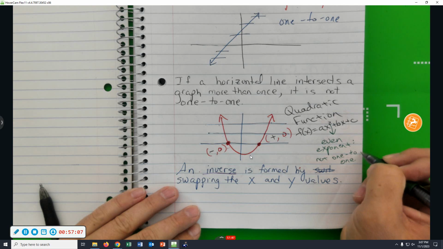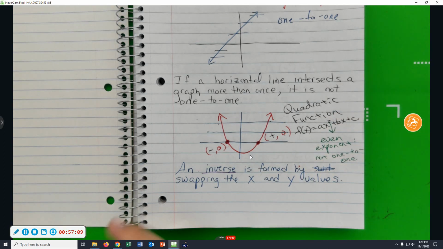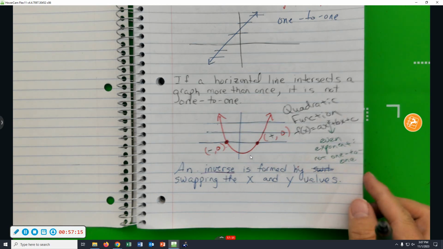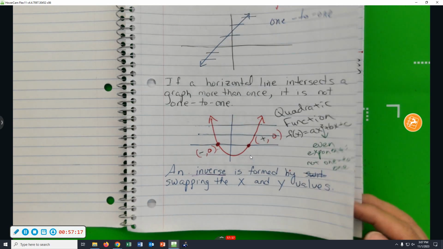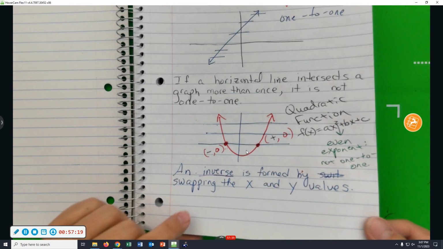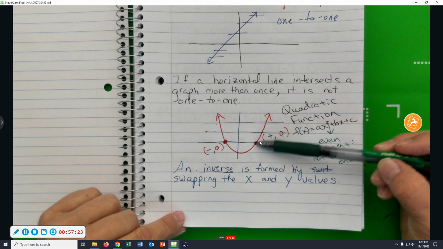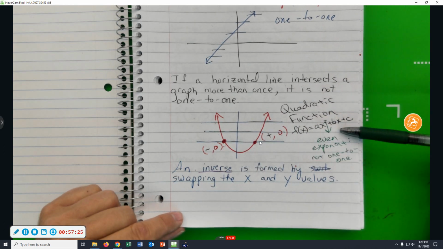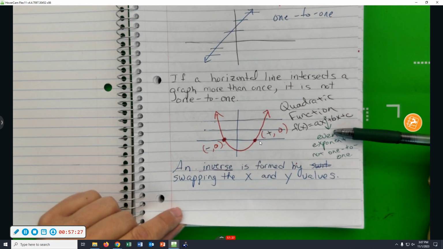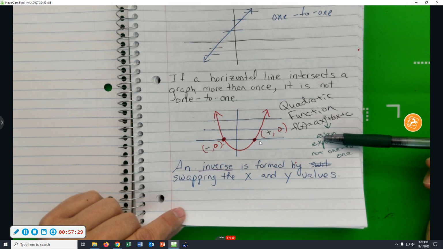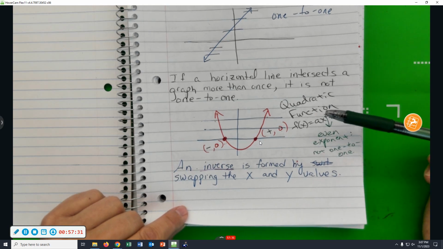Because when you square a negative, you get the same thing as when you square a positive. You wind up with these repeated y values. There was another graph that wasn't a smooth U. We said that if your equation has even exponents, then you should expect to get repeated y values.